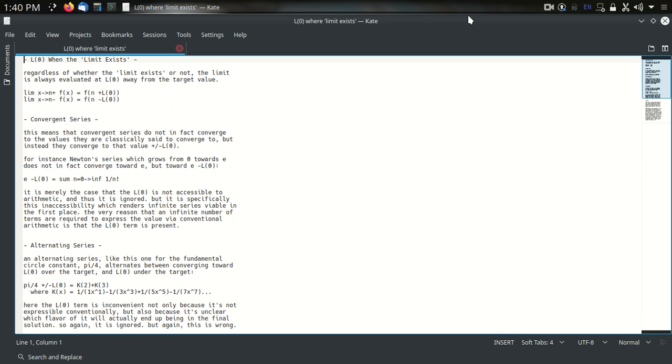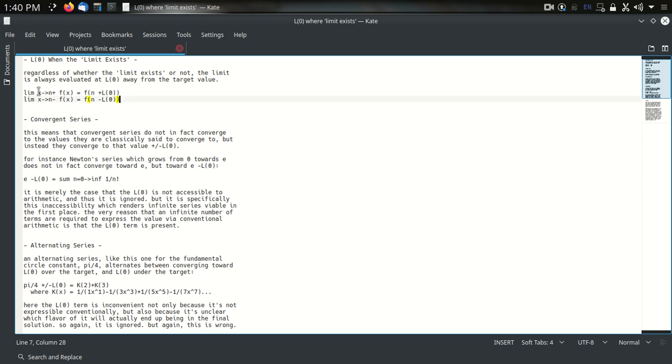Okay, so there's things that occur here with respect to limits in general, right? Regardless of whether the limit exists or not, the limit is always evaluated at L naught away from the target value, because that's the whole point. If you're going to evaluate it at the value, you don't need to take a limit, okay? So this is important. It's subtle, it's tiny, but it's there, right?